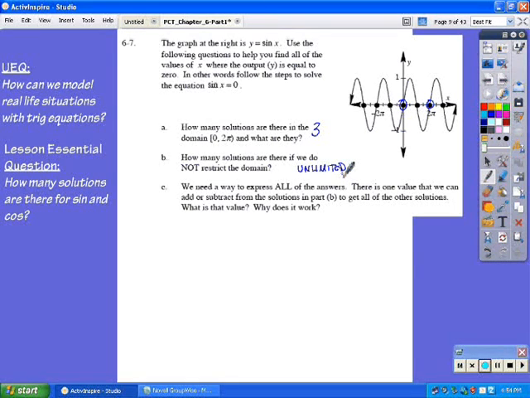We need a way to express all of these answers. There is one value that we can add or subtract from the solutions in part B to get all the other solutions. What value is that? Why does it work? In this particular case, you see that the intersection point is every pi. So if I wanted to say what are the solutions to y equals sine of x, when does sine of x equal 0 in this particular problem? X equals 0 at every pi n radians, where n is an integer.